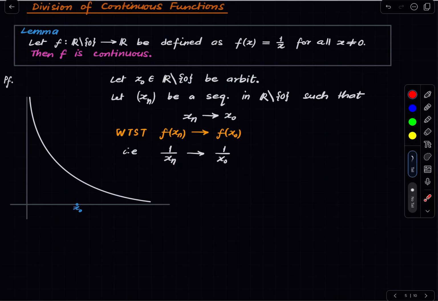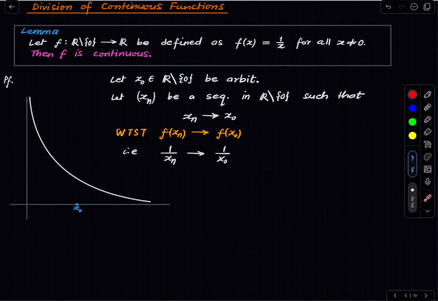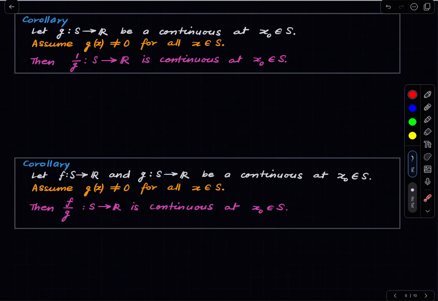And since x0 was arbitrary, f is continuous everywhere, and therefore f is a continuous function. So the inverted function is continuous. We'll come to the more general statement, but right now, this is one thing that we should keep in mind. So now we can prove some corollaries.